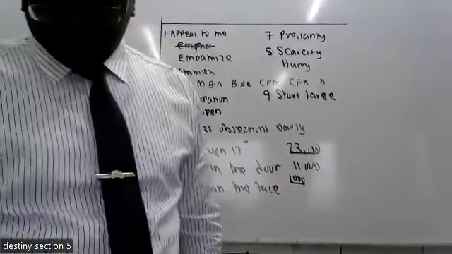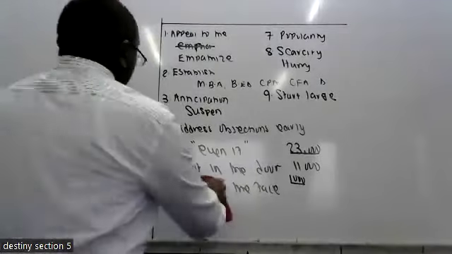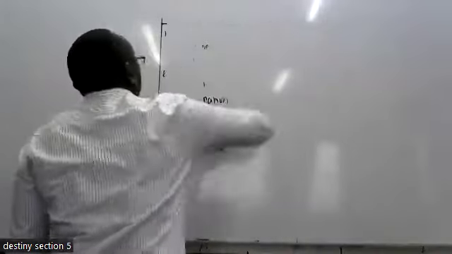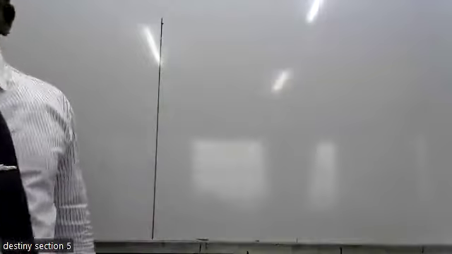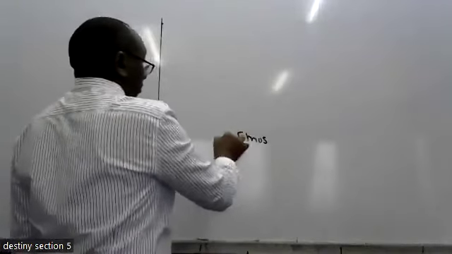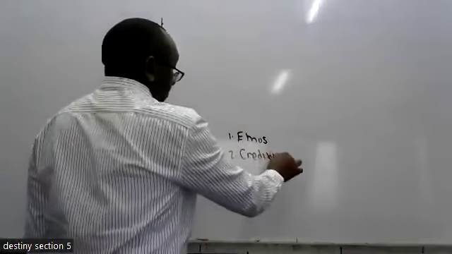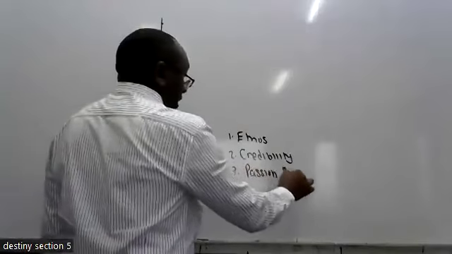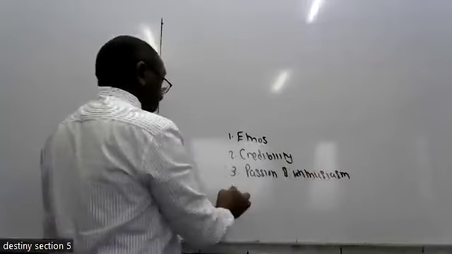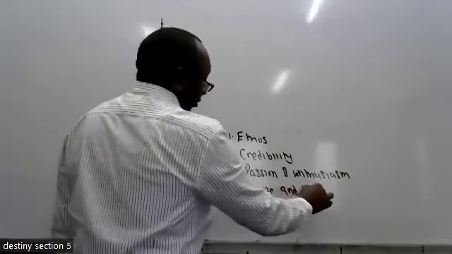NB. Persuasive messages should have the following elements or components. One is ethos. Number two is credibility. Number three is passion, enthusiasm. Number four is logic and reasoning.